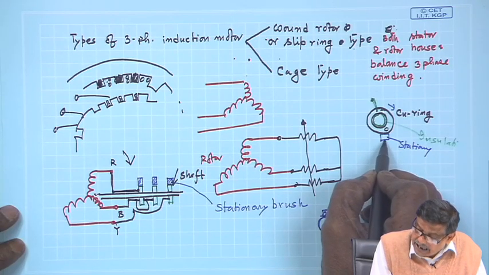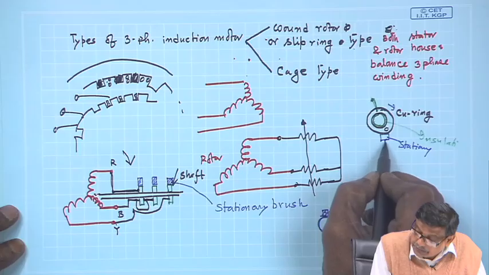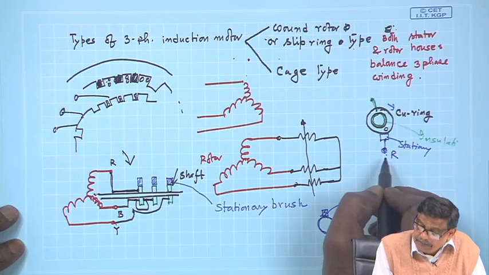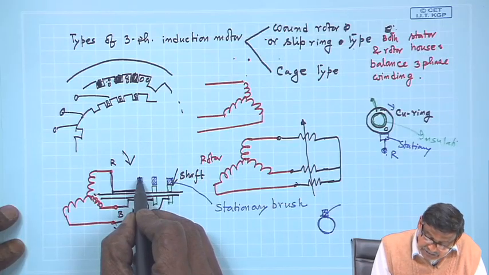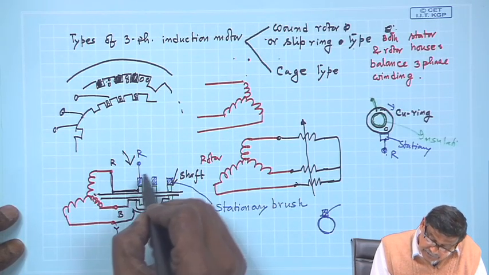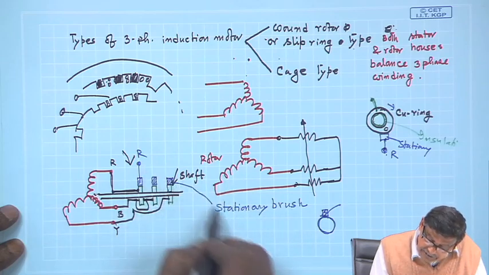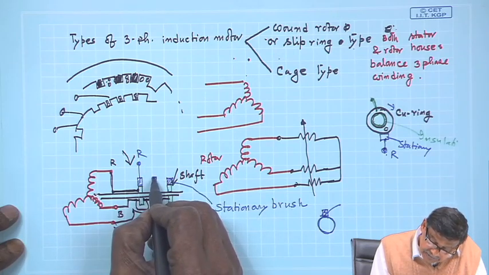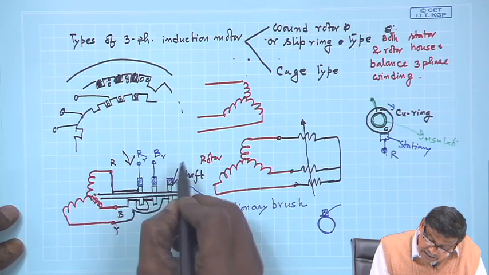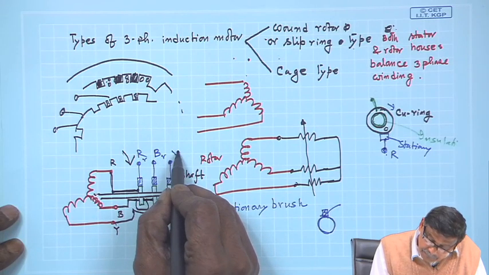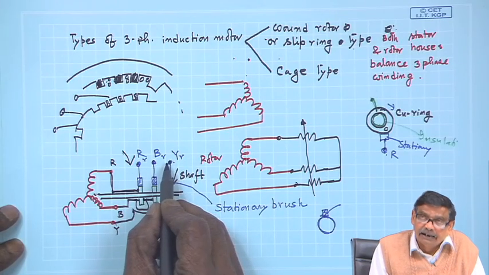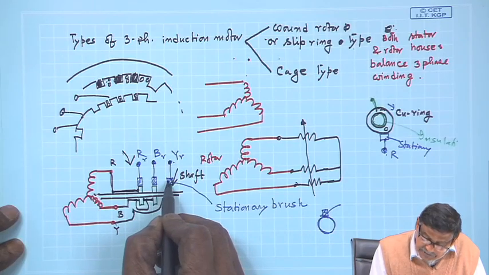And then the terminals of the rotor are brought out from the stationary terminals, which we marked as R. So, this is R. These brushes are stationary, stationary brush for R. This is B of the rotor, and this is Y of the rotor. What I am telling is that these three terminals are stationary because the brush is stationary.